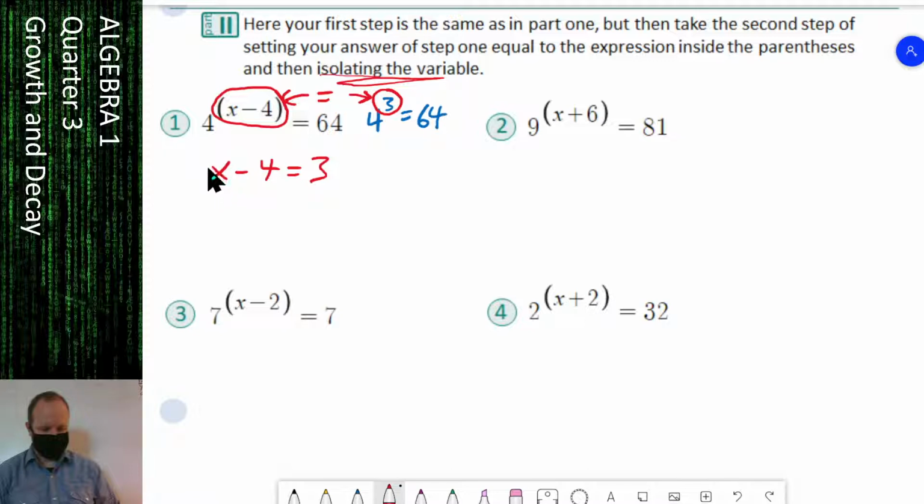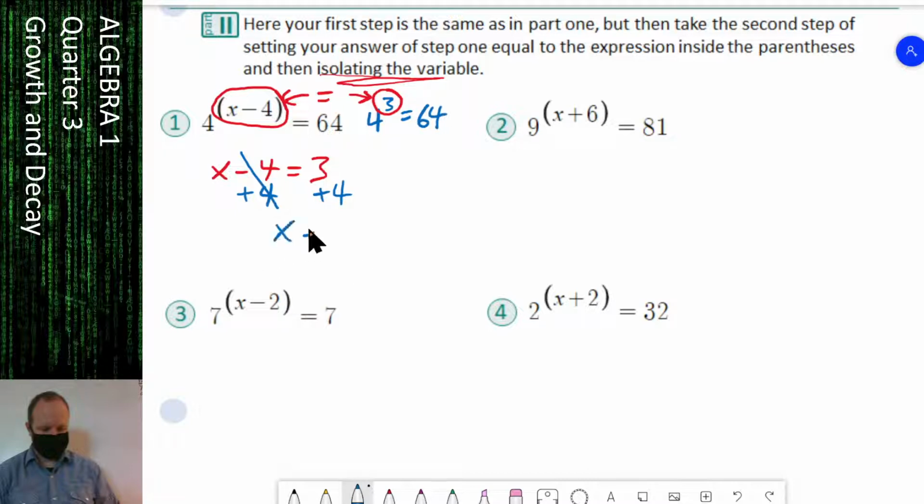How would you get this x all by itself? Add 4 to both sides. It's got a negative 4 being subtracted from it. So go ahead and add 4. Negative 4 plus 4 is 0. Keep it equal. Add 4 to the other side. This is the kind of stuff you guys were working on beginning of the school year. Getting the variables by itself. You guys should be very familiar with how to do this.